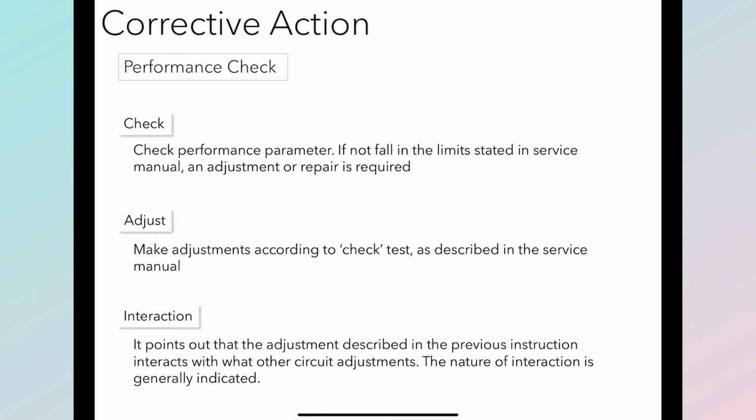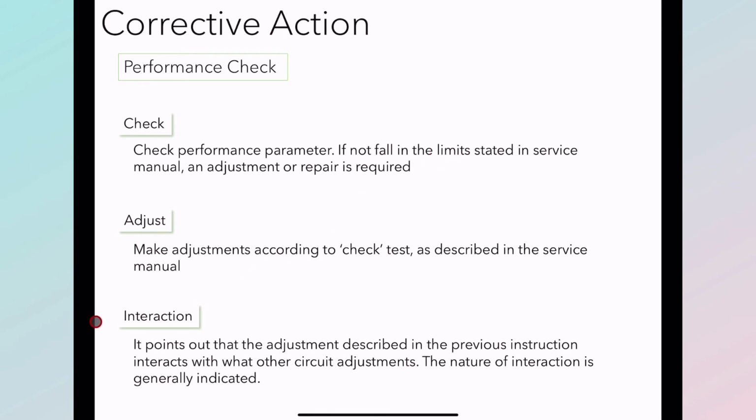If the values of the performance parameters are within the stated limits, then we are fine. If they are still not, then we need to make more adjustments until we get all the performance parameter values within the stated limits, okay.